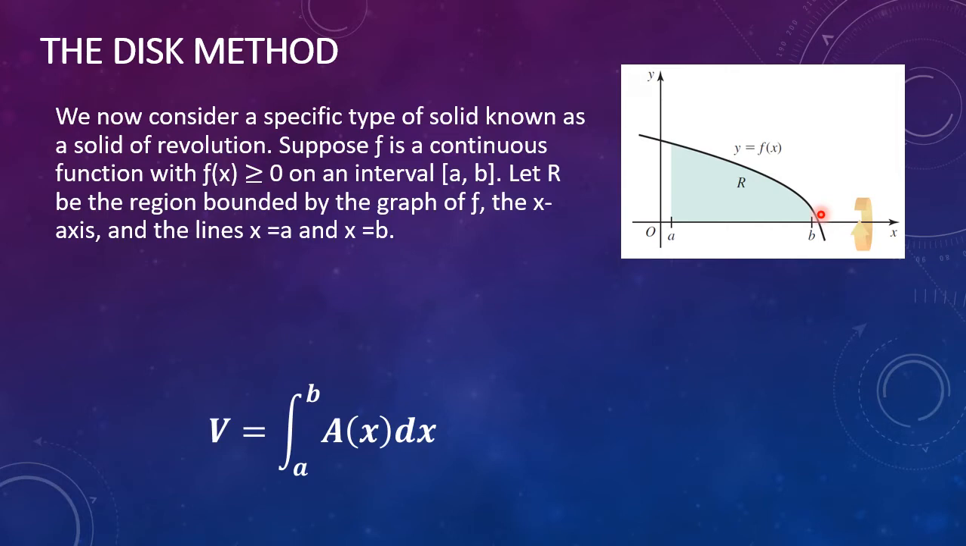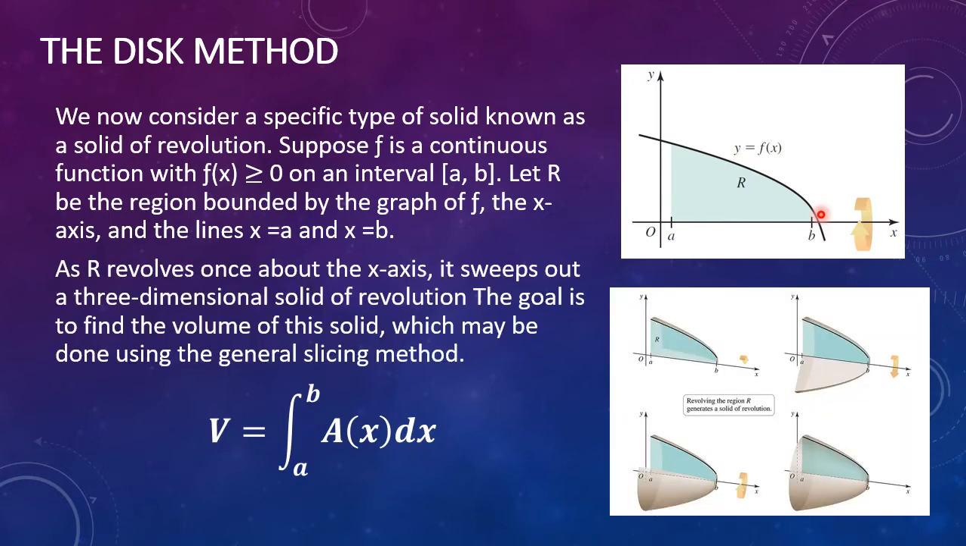So let's suppose f is a continuous function with f of x greater than or equal to 0 on an interval ab. Let R be the region bounded by the graph of f, the x-axis, and the lines x equals a and x equals b. In this next graph, you can see what it looks like as we revolve that function around the x-axis. As R revolves once about the x-axis, it sweeps out a three-dimensional solid of revolution. The goal is to find the volume of this solid, which may be done using the general slicing method.